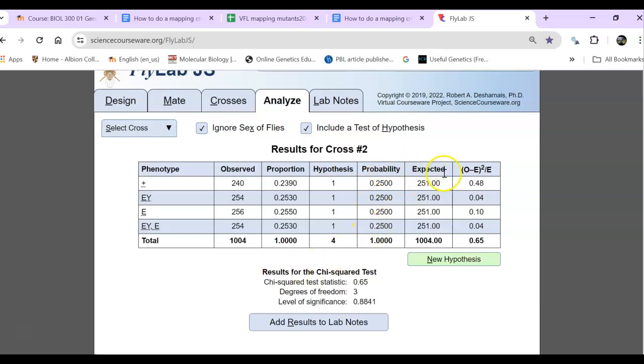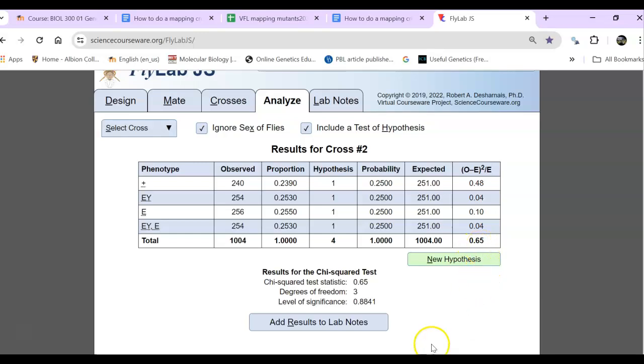And then we do the chi-square equation, and we end up with 0.65, and that's our chi-square value. But that's not the p-value. I think when you're first doing this, you take that value and you think it's the p-value. But that's not the p-value. That's the chi-square value, and we use the chi-square value to figure out the p-value.